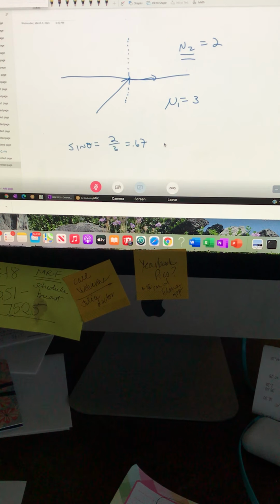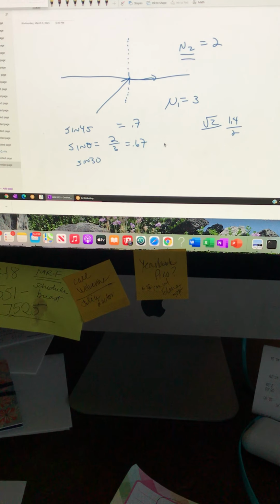Sine of 30 is 0.5. Sine of 45 is root 2 on 2. Should you know root 2 is 1.4? Yes, you should. Root 2 on 2 is 0.7, very close to 45. Sine of 30 is 0.5. I'd say it's a lot closer to 45, like 42 degrees. Sounds good to me. Any questions? Should you be able to bracket that? Yeah. So when the angle of incidence is 42 degrees, you will get what angle?